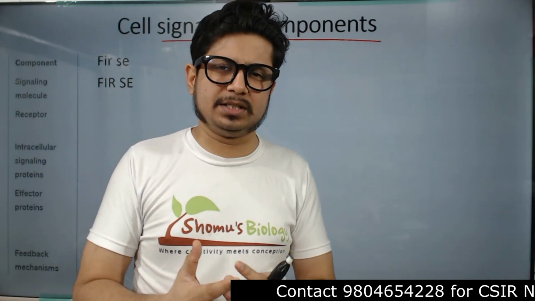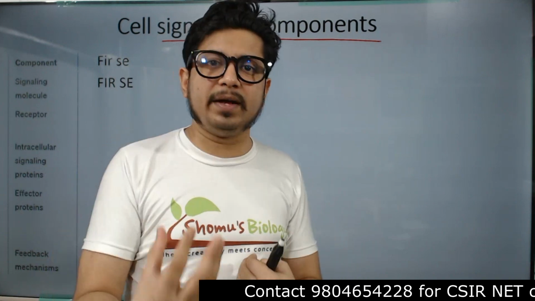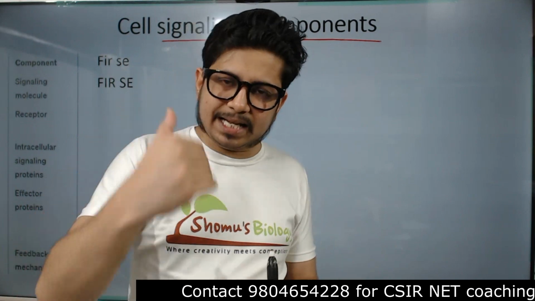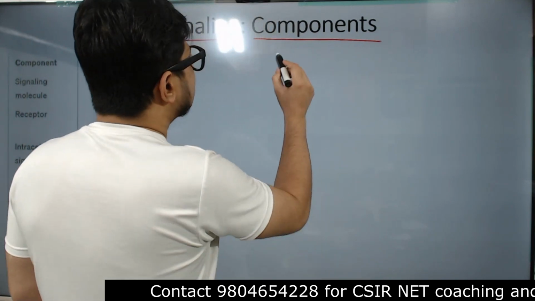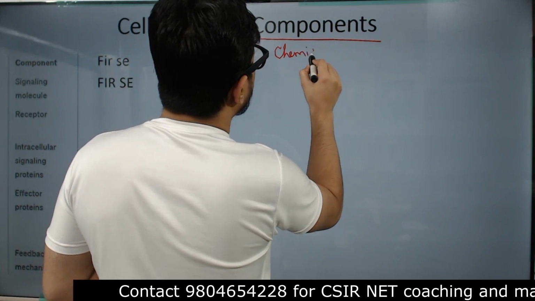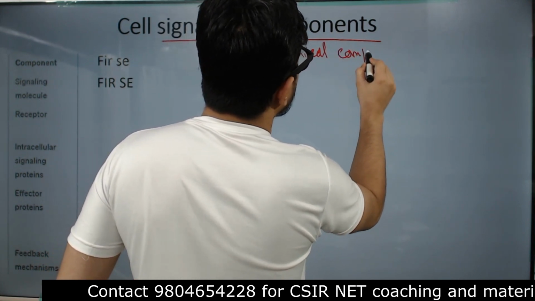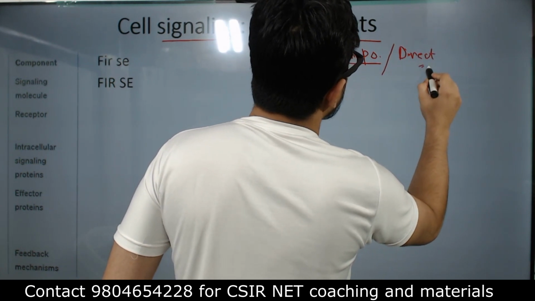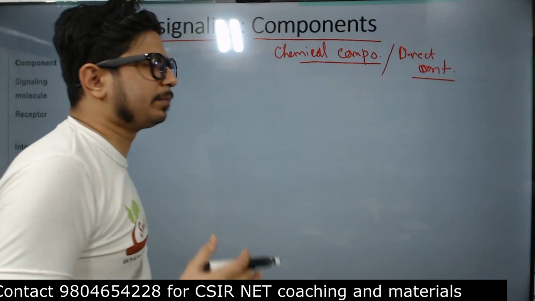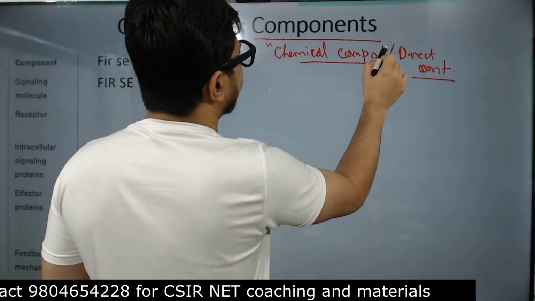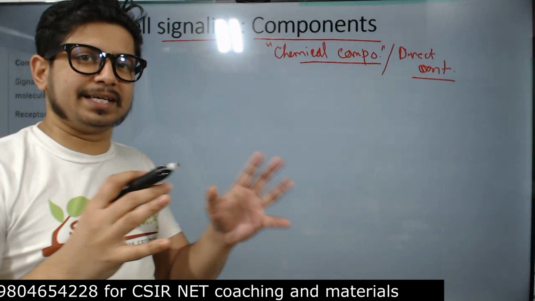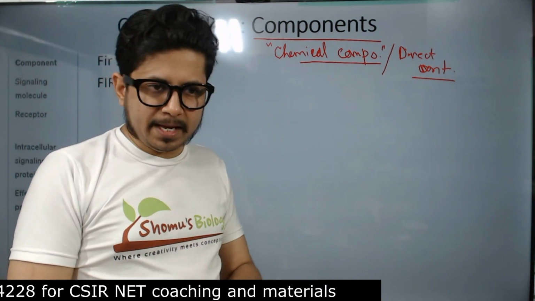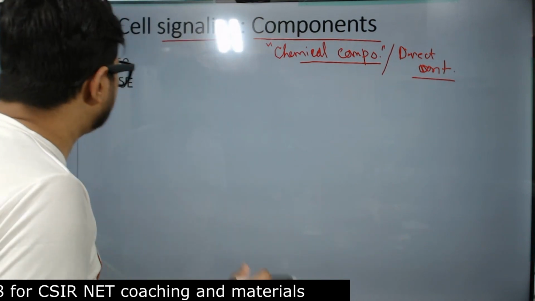In all these situations, still the cells need to convey a message from one to the other, and that is done by cell signaling. And cell signaling is done with the help of what? Chemical components, or direct contact. Even though they can be in direct contact, there are still chemical components involved in the process of cell signaling. Okay, now what are the components of a cell signaling? Before talking about the different components, let me give you a simple idea.